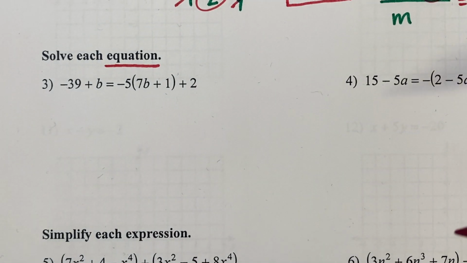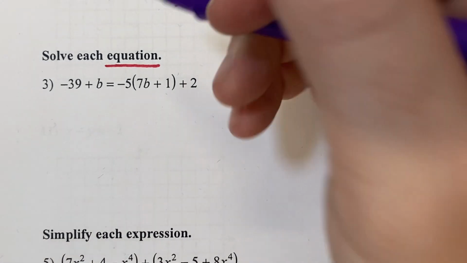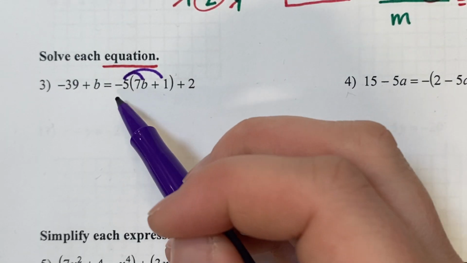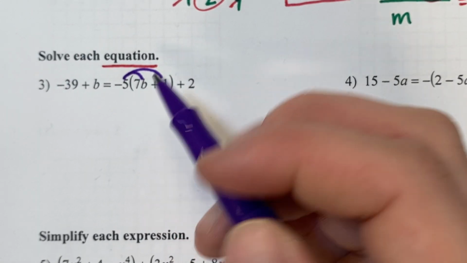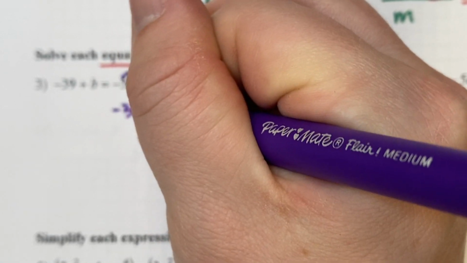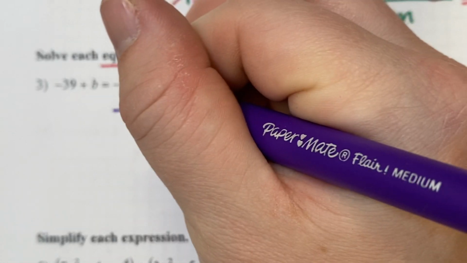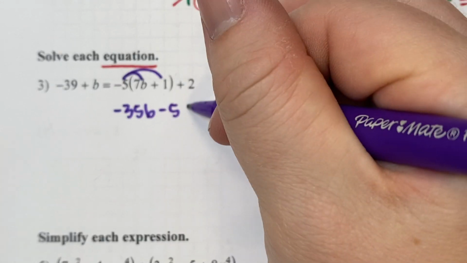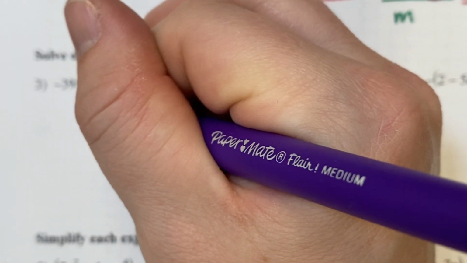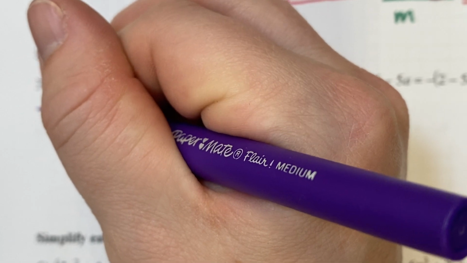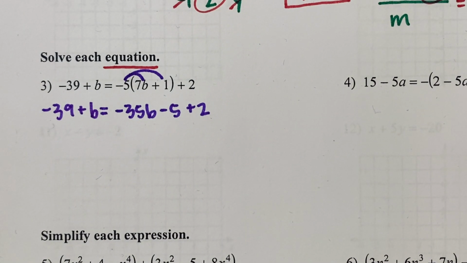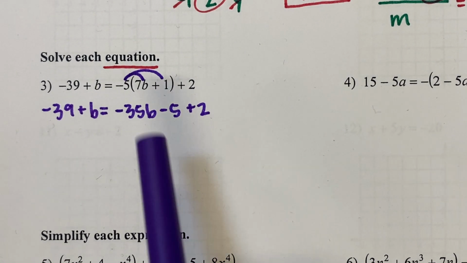Whenever you see parentheses, you usually want to get rid of those first. Okay, so I'm going to go ahead and distribute. Okay, that means we're going to multiply. So this becomes -5 times 7b is -35b. -5 times +1 is -5. And then we just have that +2 that's left over, and it still equals -39 plus b on the other side. Okay, so we got rid of those parentheses.